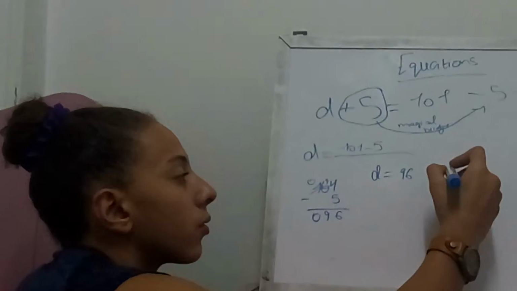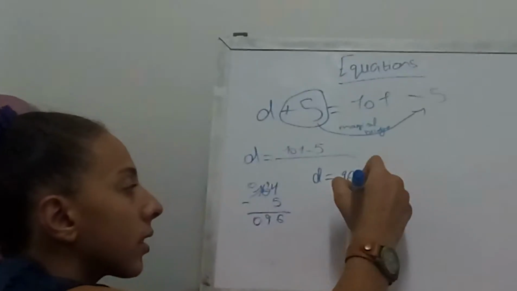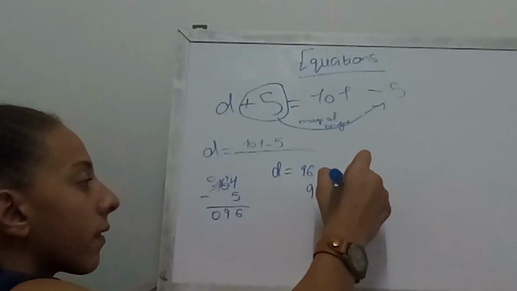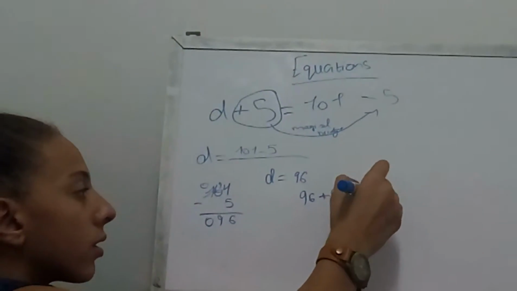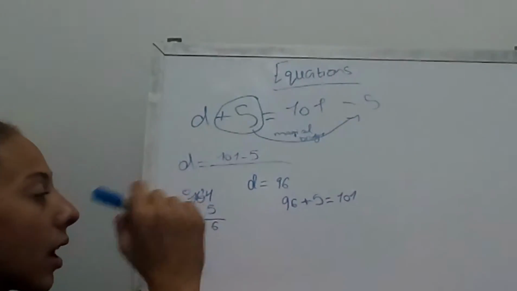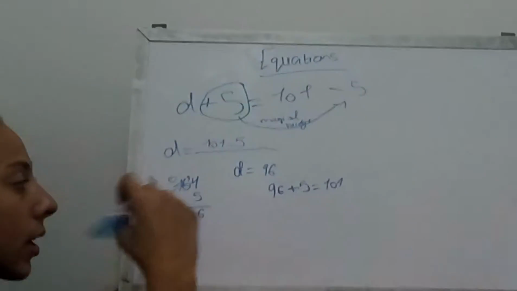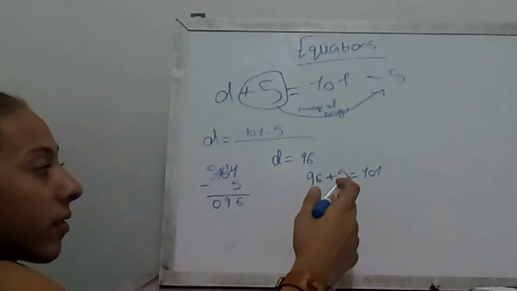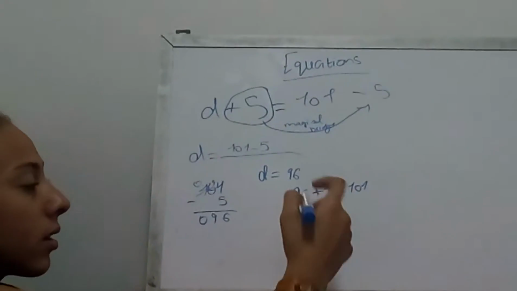We do 96 plus 5 equals 101. Okay, that was the equation. How do we make sure of it? 96 plus 5 equals 101.